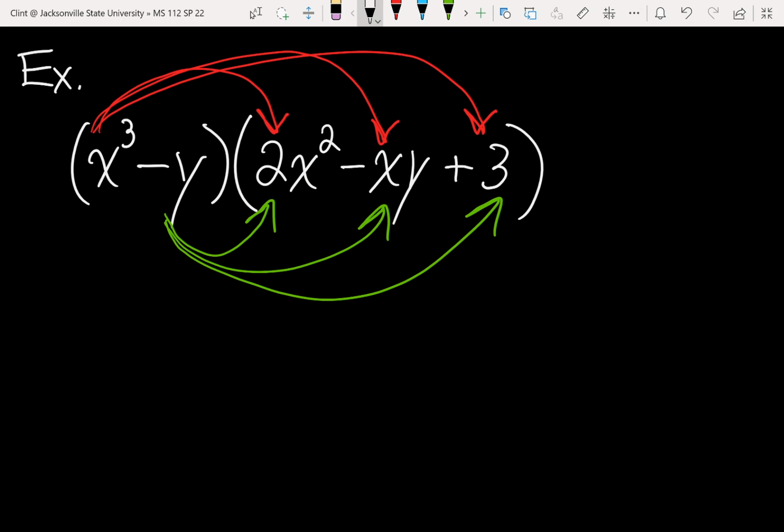All right, so let's start with multiplying the x cubed by everything. So x cubed times 2x squared is 2x to the fifth. We add the exponents. We've got x cubed times negative xy. That'll be negative x to the fourth y. There's an understood exponent of 1 on that x. And the last one's a little easier. We've got x cubed times 3.